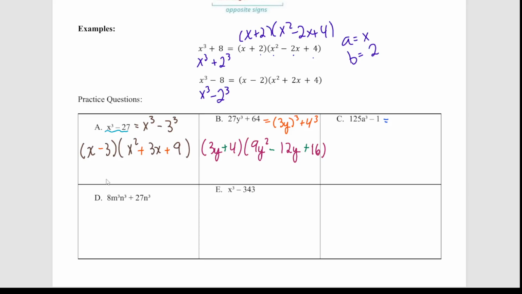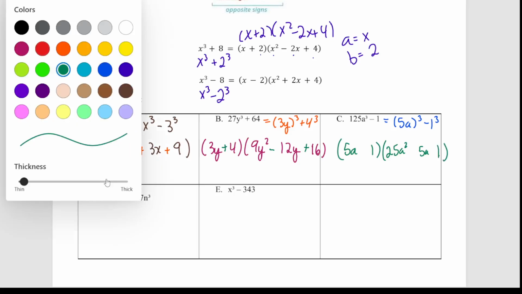So for the next one, you would have that the first term must have been a 5a all cubed, since 5 times 5 is 25, times yet another 5 will give you 125, minus a 1 cubed. And now you're going to want to fill that into your formula. So same deal. You're going to always have A, B in that first parenthesis, and then A squared, in this case, 5 times 5 is 25, a times a is a squared. So that'd be 25a squared. AB, which in this case would just be 5a, since 1 times 5a is just 5a. And then last one, 1 squared is just 1.